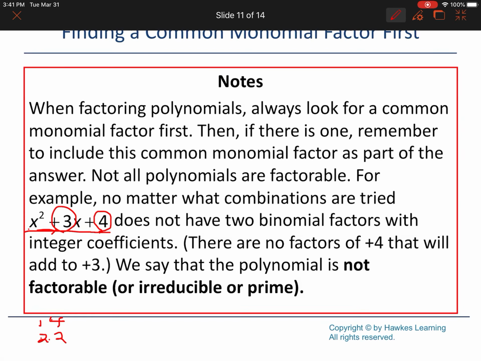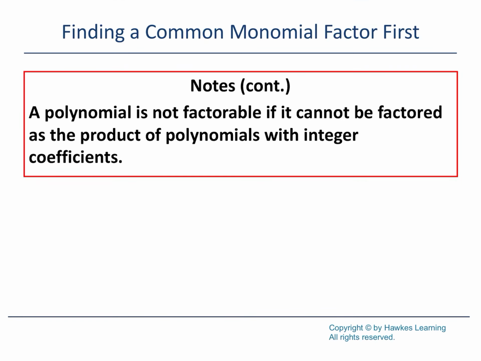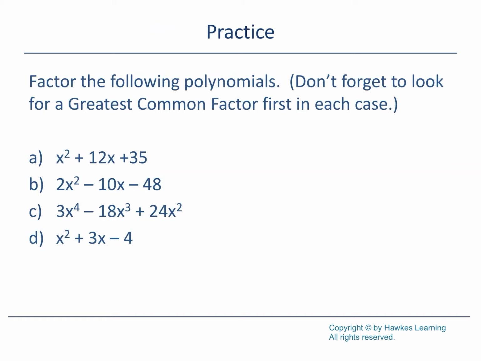In this book, mostly we say not factorable. Other words that you might see are prime. We call a polynomial prime if it cannot be factored, or irreducible. Those are other ways of saying it, but most of the time this book is just going to say it's not factorable. All right, so here's some practice for you.